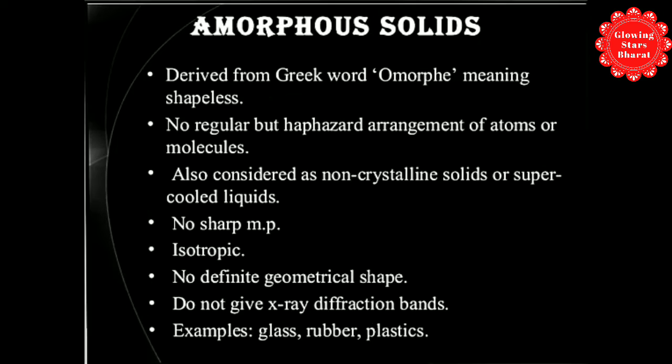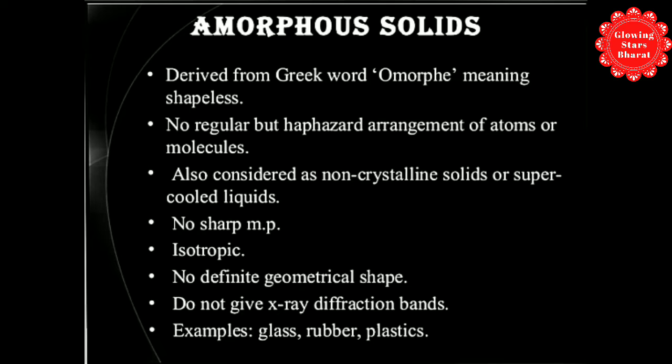Second is amorphous solid. Dear students, amorphous is derived from the Greek word amorphos, meaning shapeless, meaning no regular but haphazard arrangement of atoms or molecules. Also considered a non-crystalline solid or supercooled liquid. No sharp melting point. It is also isotropic. No definite geometrical shape. Does not give X-ray diffraction. Dear students, examples of amorphous solids are glass, rubber, plastic. All are amorphous solids.